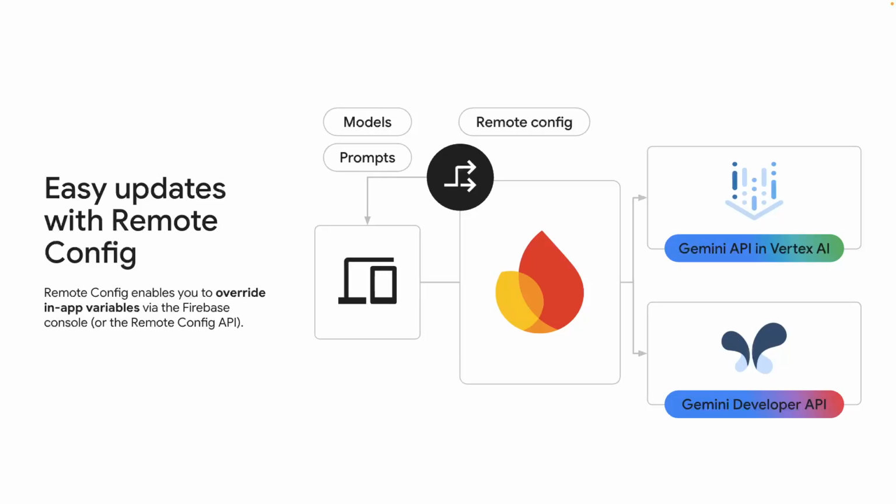And you can use Firebase Remote Config, which allows you to dynamically manage server-controlled variables such as the name of the model your app uses. So you can adapt and change with the AI landscape without even requiring an app update.